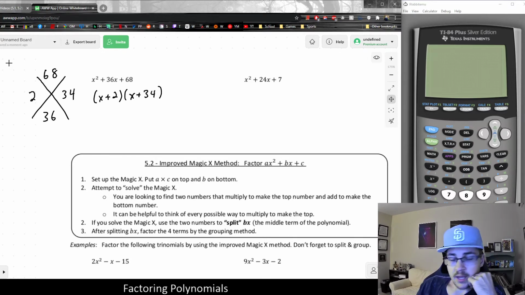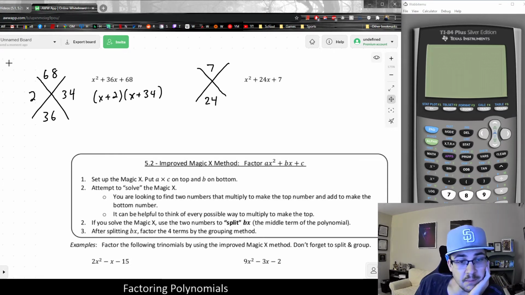Let's do one more. So again, to start off, I would make sure to put A times C on top, 1 times 7, and B on bottom. This is another way you can remember. It's easy to get mixed up and say, well, which numbers go where? But what you can always remember is that B is always on the bottom. That kind of helps. And B is always the middle one. And that just leaves AC on top.